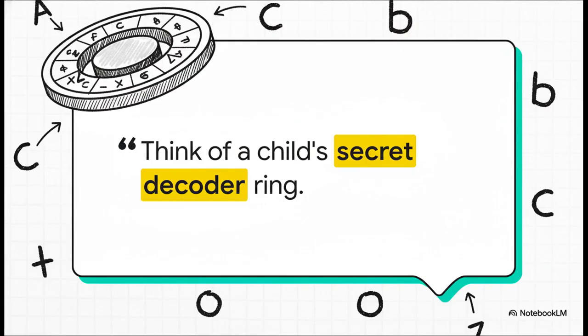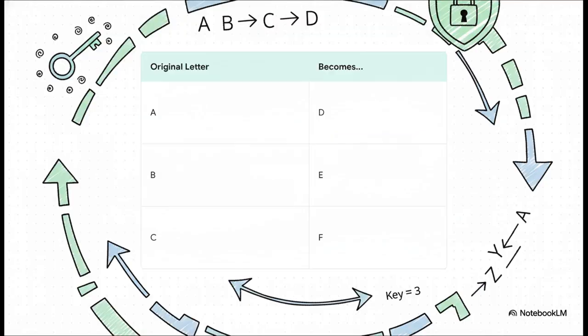You and your friend agree on a secret setting, that's your key, and then every letter you write gets swapped for a totally different one. A becomes D, B becomes Q, and so on. A really famous and simple example of this is called the Caesar cipher.